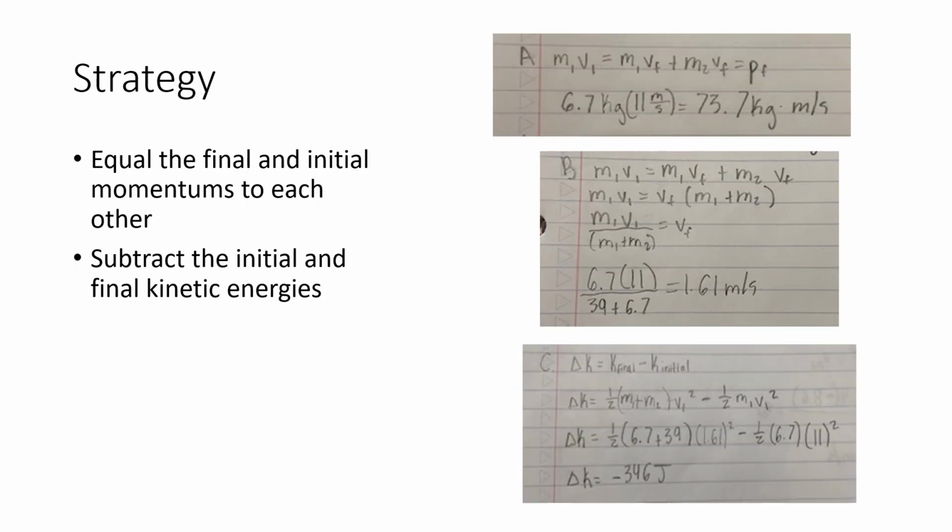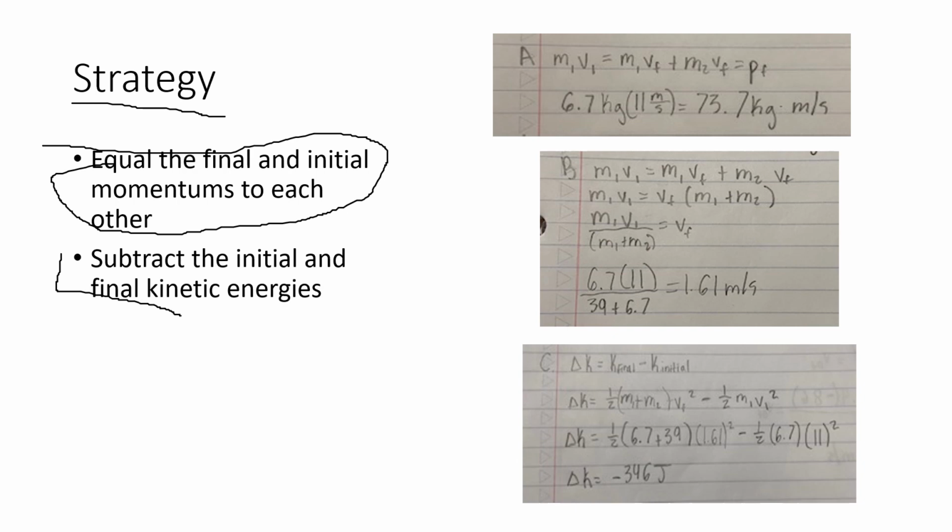So a strategy that we want to use to solve this type of problem is to equate the final and initial momentums to each other, because we know that momentum is always conserved. And we also want to subtract the initial and final kinetic energies to find the change in kinetic energy.